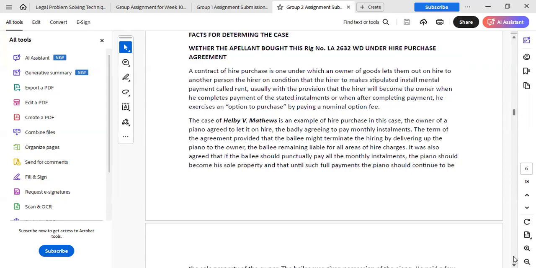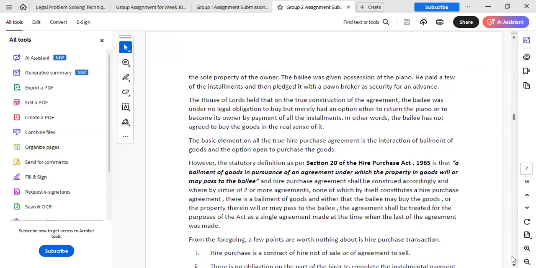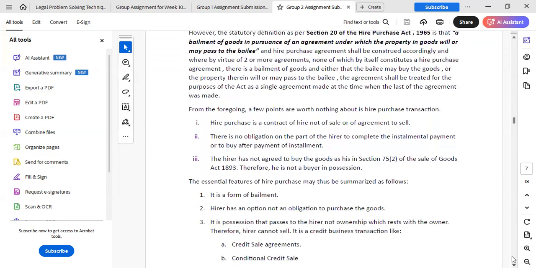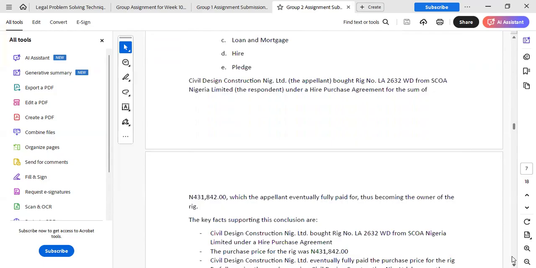So you can see that the case, a contract of hire purchase, is one under which an owner of goods lets them out. So it defines the law. This is the principle. It cites a case to support the law, which is Helby and Matthews, and it goes ahead to apply it. The basic elements from the foregoing: a few points are worth noting about a hire purchase transaction, the essential features of it. It's just that because of time, if you are doing an assignment like this, you can go very, very far. But for exam purposes, after you define the law and elaborate on it, you go ahead and apply it.